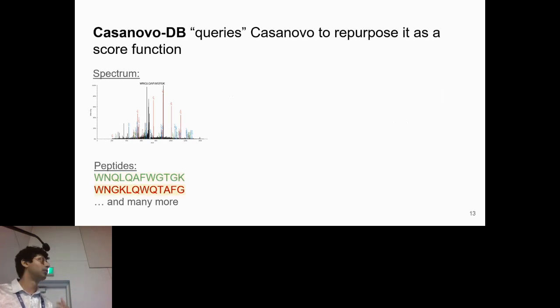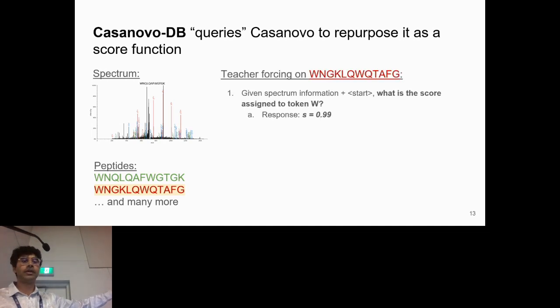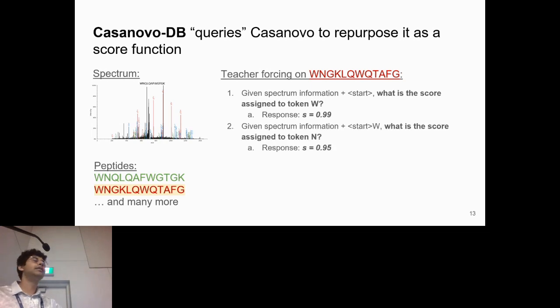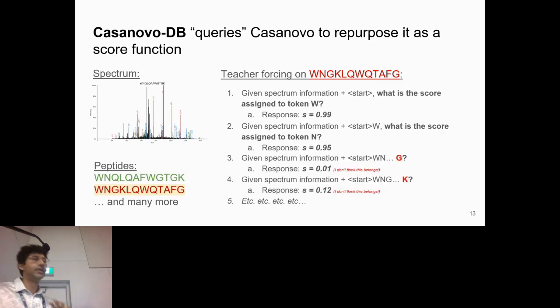Now, if we look at how it works on a decoy, and notice the first two letters are the exact same between the target and the decoy, just for illustrative purposes. We ask it about W, same thing, right? Because we use the same spectra. We ask about N, same thing, right? Same information, exact same thing. So it's deterministic in this case. But then we ask it about the letters that deviate, the G and the K. And Casanova does not think those amino acids belong in those positions. And so it gives us these low numbers as a result.